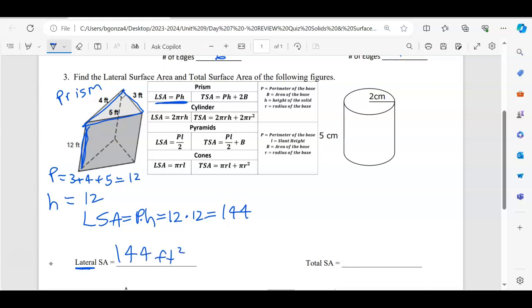Cool. Now notice, I don't have to find both for this picture. It only said lateral. On your quiz, it may ask you for something different. You got to be careful, okay? Okay, so over here for this, what is this? Cylinder.